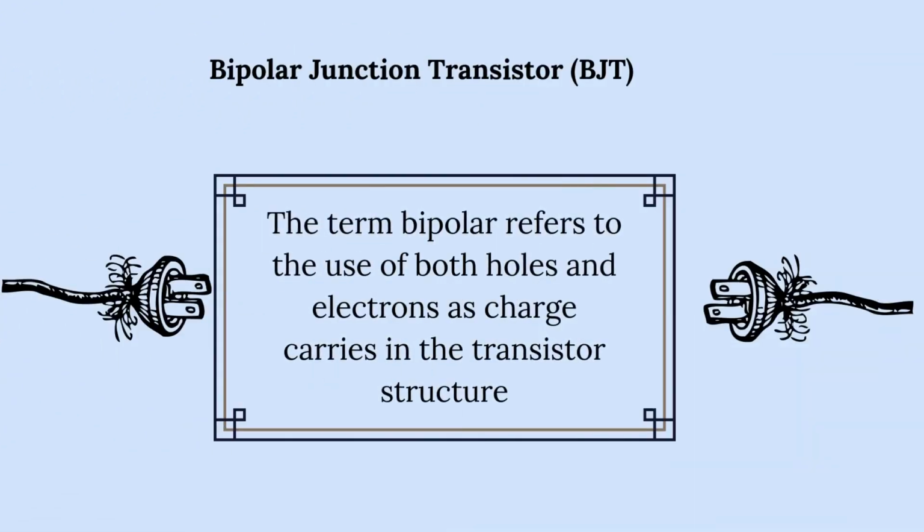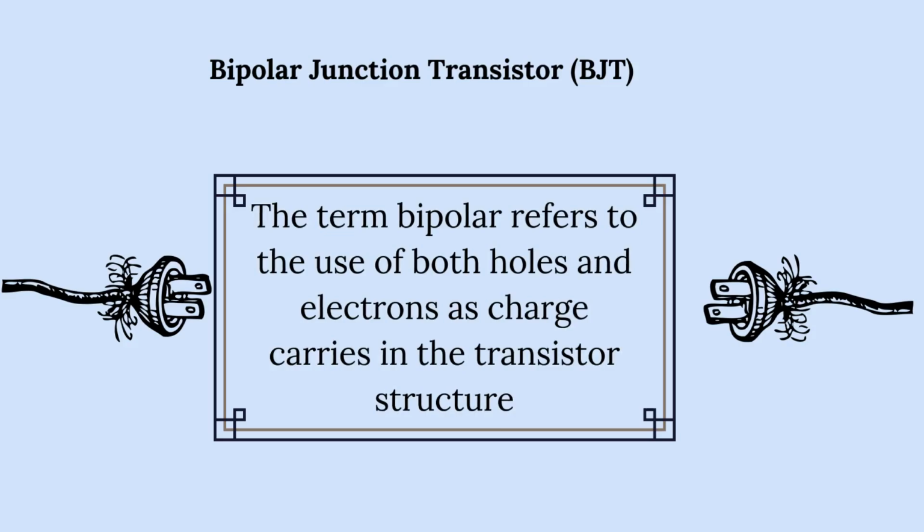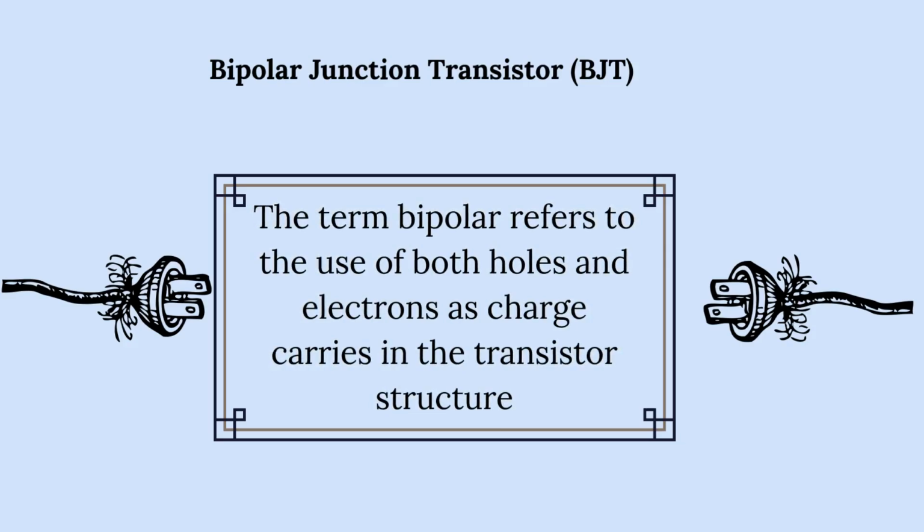The bipolar nature. The word bipolar refers to the fact that both electrons and holes are used as charge carriers in a BJT. This makes them different from unipolar transistors, which rely on only one type of charge carrier.